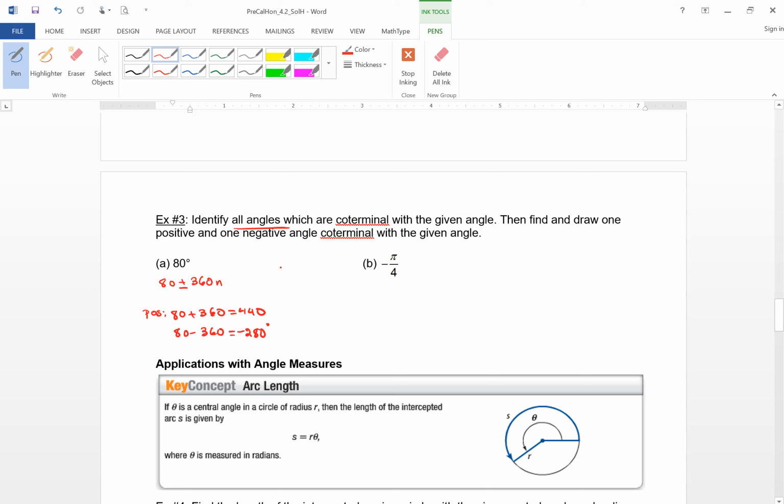Okay, so to draw this, right, so here's how we denote this. 440. Okay, I want to see that spiral arrow, and then negative 280. It gets so confusing to follow spirals, you know what I mean?